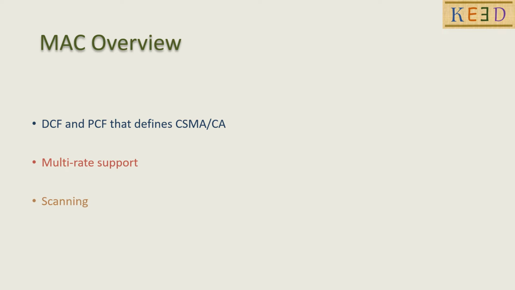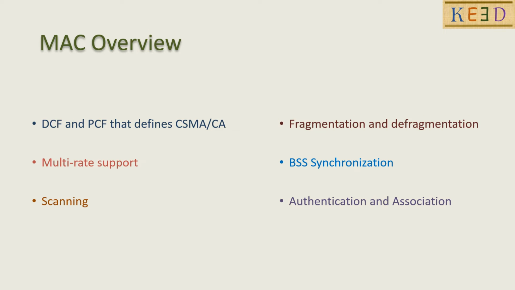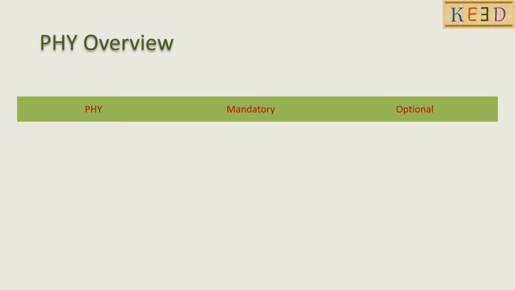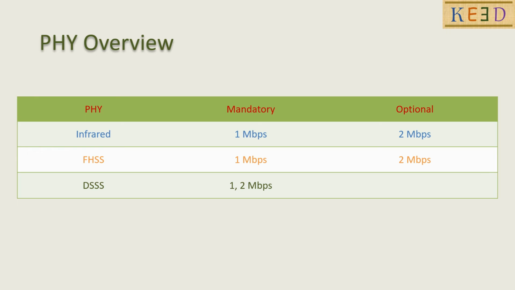The MAC layer needs to support functionalities such as DCF procedure that defines CSMA-CA, support multiple rates, need to perform scanning, fragmentation and defragmentation, synchronize the BSS, authentication and association. Different physical layers are defined with data rates 1, 2, 5.5 and 11 Mbps.